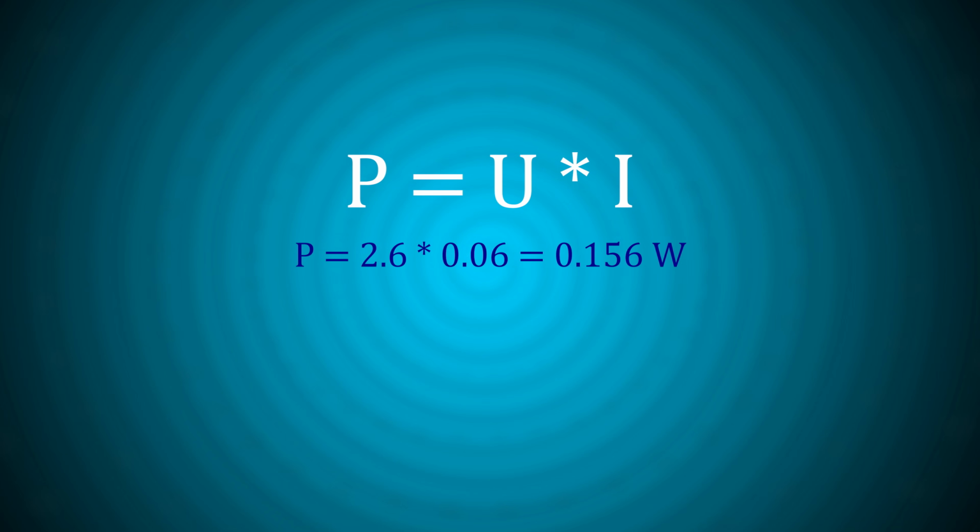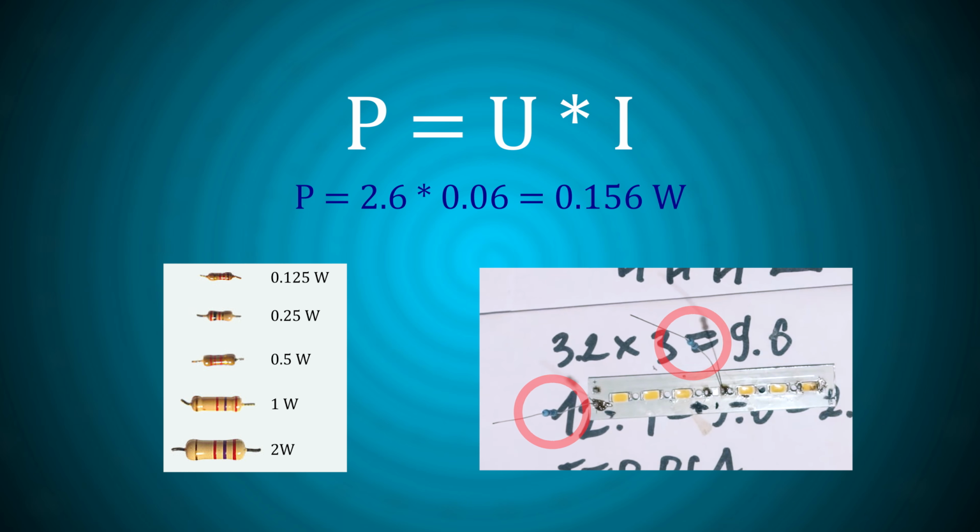But according to this table, the resistors we've used have 0.125 power rating, which is not enough for our purpose. It means the resistors are overloaded. And if we're up to building a step-down serial circuit, we need to buy resistors with higher wattage rating. Or, here's what you can do.